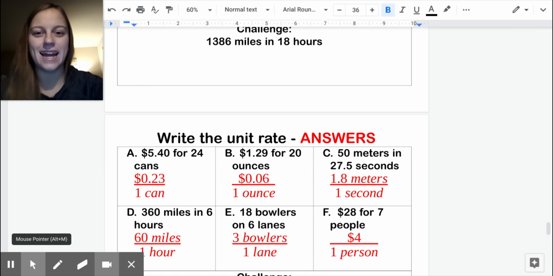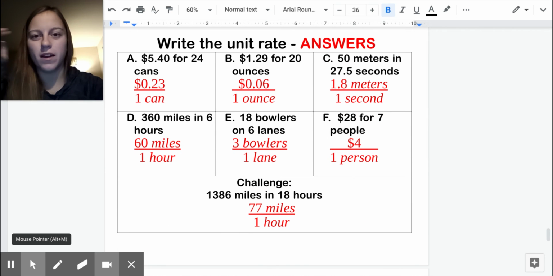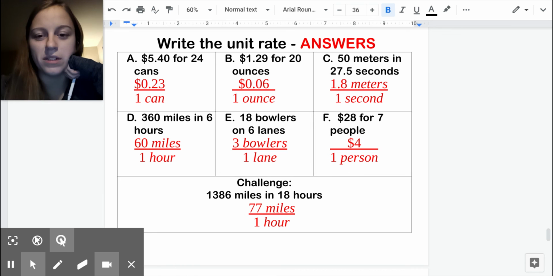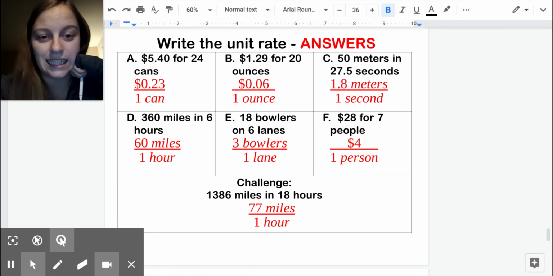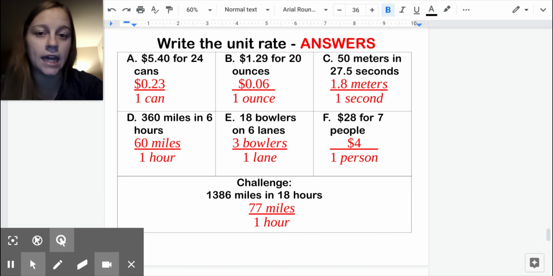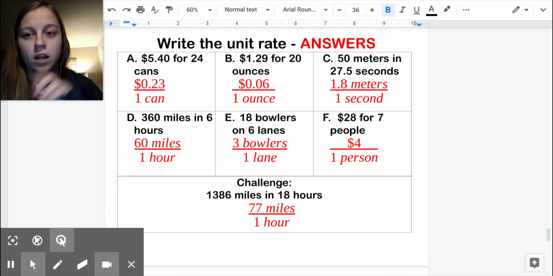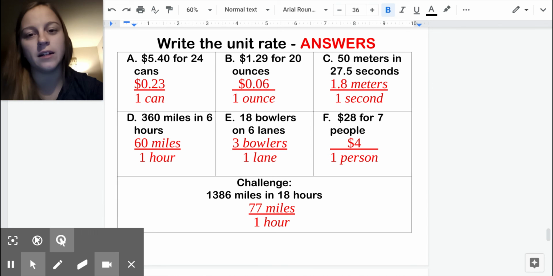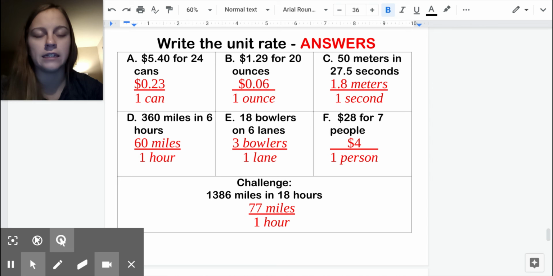All right, here are our correct answers. We have them below all of these problems. So look and see how you did, making sure you labeled your answers. If you did that challenge one, you would divide the numerator and the denominator by 18. Again, you can see in all of these questions, 1 is our denominator: 1 can, 1 ounce, 1 second, and so on. That's what a unit rate is. How much for 1, how long for 1, how far for 1, how many on 1 lane. Too bad bowling alleys are closed, because that sounds like a lot of fun right now.